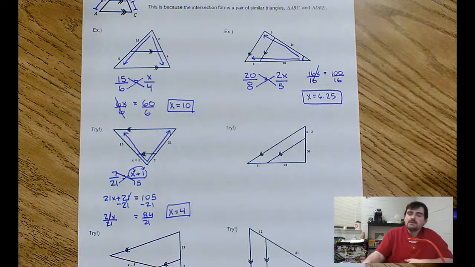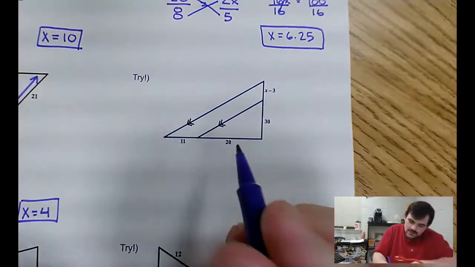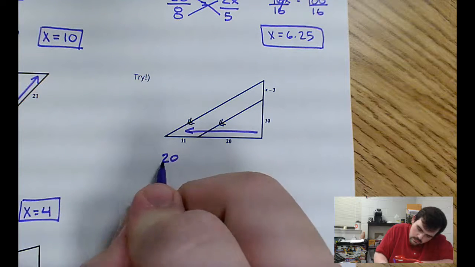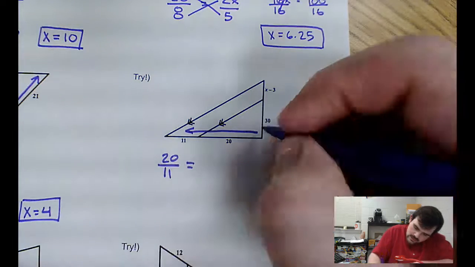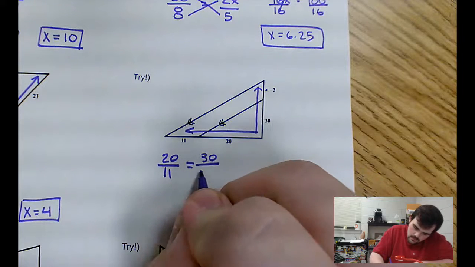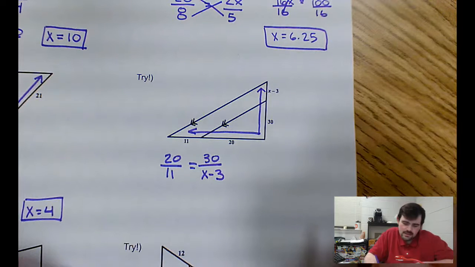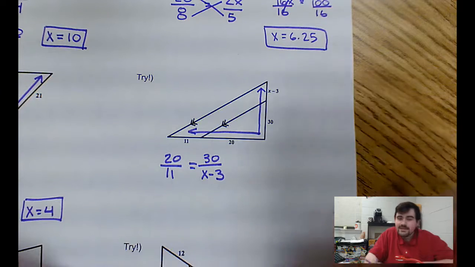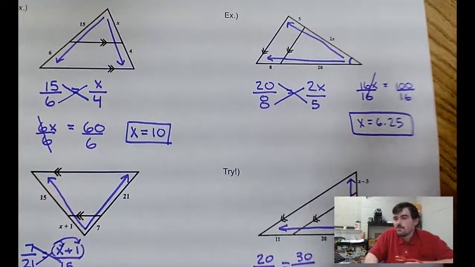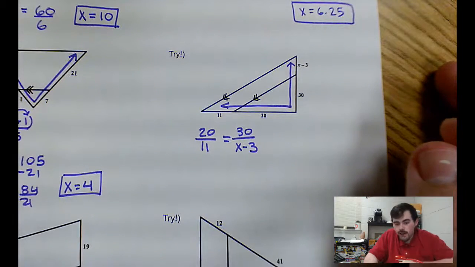Okay, so let's get started on these next three. I'm going to start with 20 over 11 equals 30 over x minus 3. Now, you may notice that for this one, I've put the x on the denominator, whereas in my first three examples, x was in the numerator. It does not matter, because when you cross multiply, the fractions immediately go away.